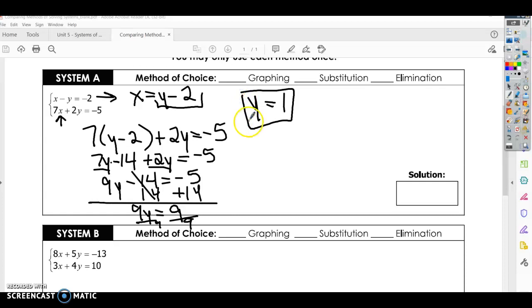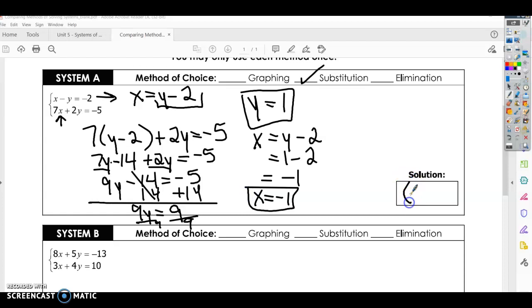All right, so that's part of the solution. And again, this one we are using substitution, so let's check that box. So now we've got to take the 1 and plug it back in to find x. X equals y minus 2. So I'm going to take 1 minus 2. 1 minus 2 is negative 1. So my x is negative 1, and my y is positive 1.